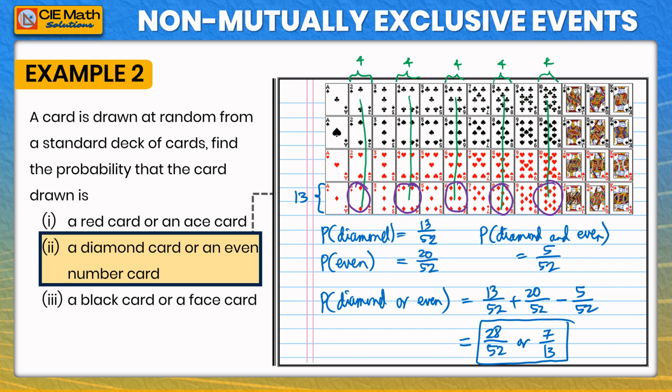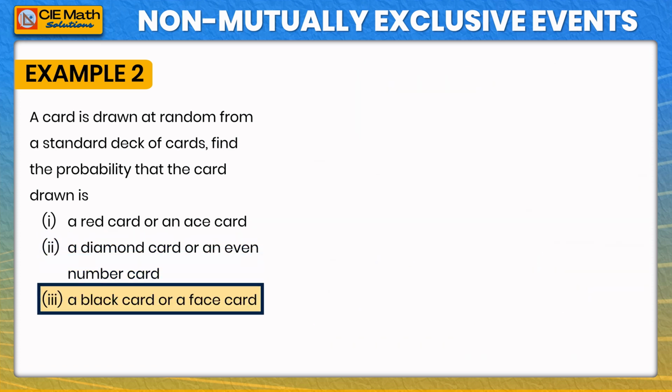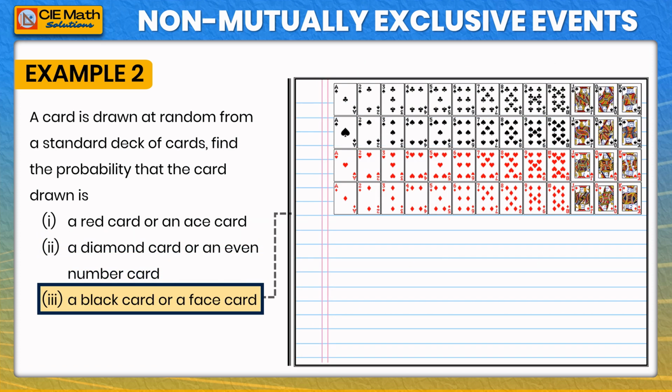Next is the probability of getting a black card or a face card. So if we take a look at the deck of cards, there are 2 types of black cards. We have the clubs and the spades. There are 26 of them. So the probability then of getting a black card is equal to 26 over 52.